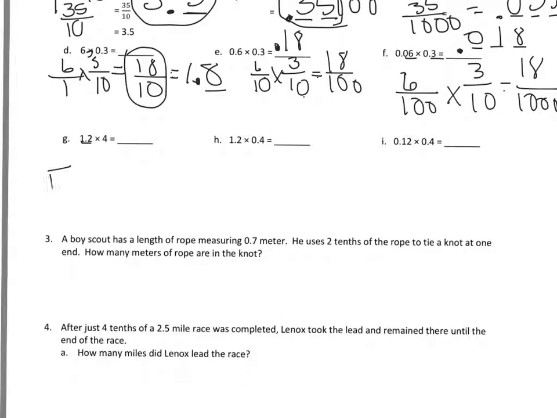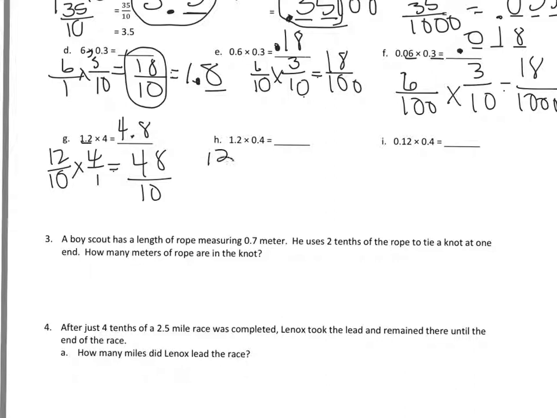Now when we go on to here, 1 and 2 tenths. That 2 tenths is what we're going to put on the bottom, 12 on the top, times 4, and when we have a whole number, we put a 1 underneath it. 12 times 4 is 48 over 10. So this is 4.8.